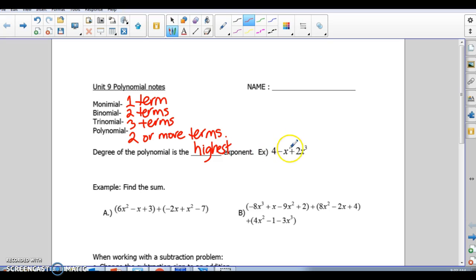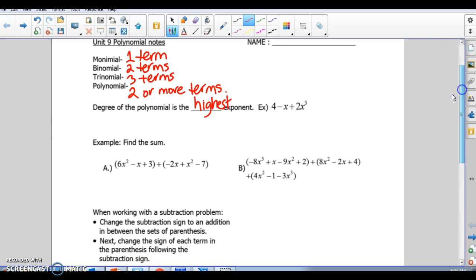Okay, so what's the degree of this trinomial? The highest exponent these terms have is 3. So therefore the degree of this polynomial is 3. Easy. Okay, then let's talk about the next one.